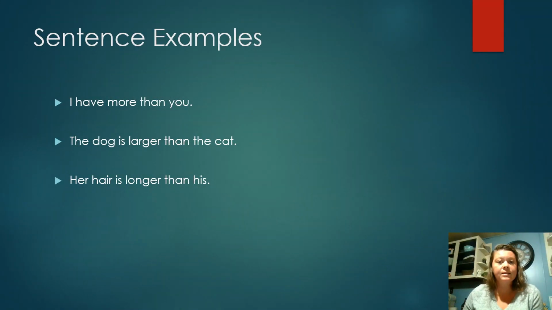Here are some sentence examples we would see in these story problems. I have more than you. The dog is larger than the cat. Her hair is longer than his. As you can see, more than, larger than, and longer than are in our sentences.